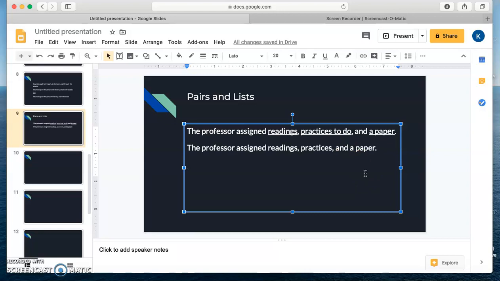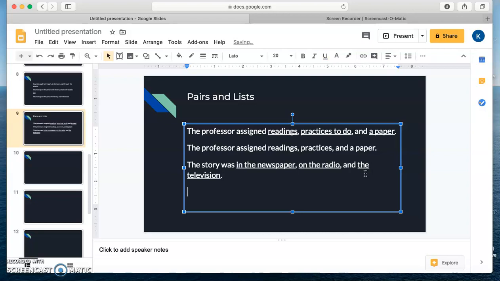Another way that you can make a sentence parallel as far as pairs and lists are concerned goes back to our prepositional phrases. Another example in your book reads, the story was in the newspaper, on the radio, and the television.